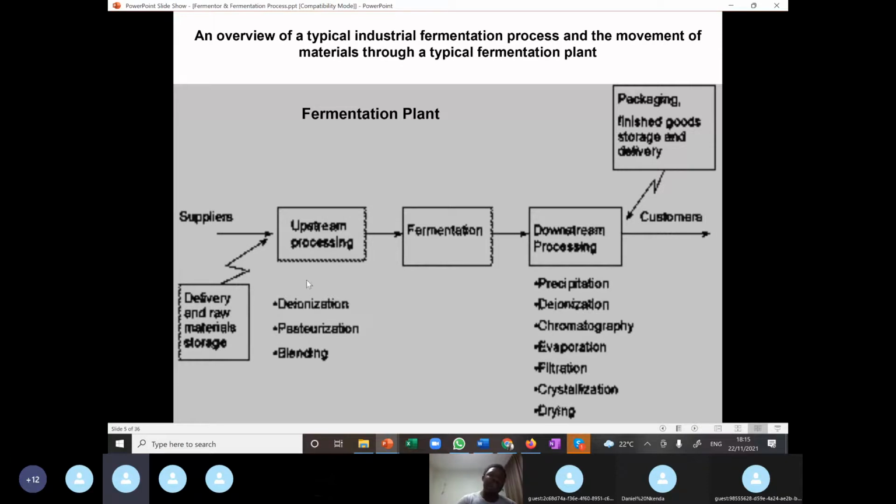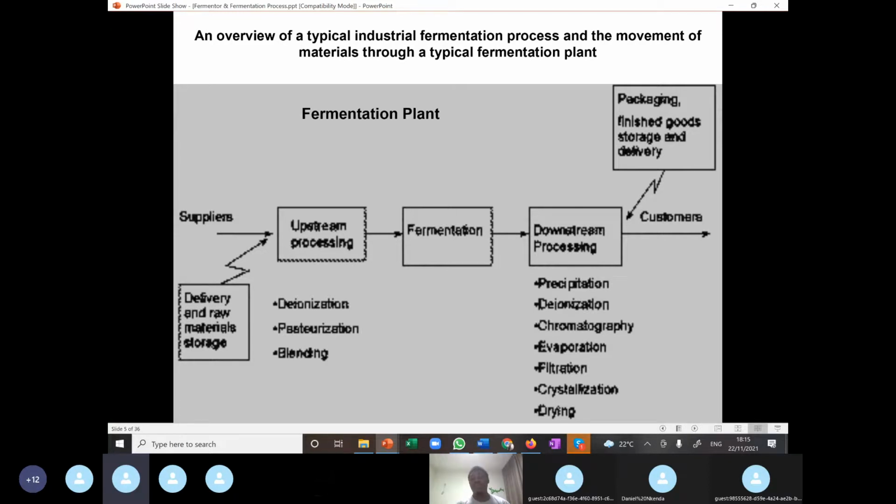After we have them, we need to undergo what we call upstream processing. Upstream processing, I will talk in greater detail shortly, but in summary, we'll have to deionize, we'll have to pasteurize, we'll have to blend. Of course, this is not done for every process or every fermentation procedure. It depends on what you want to do.